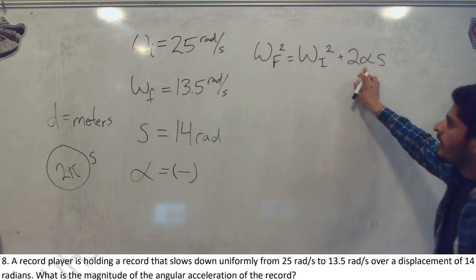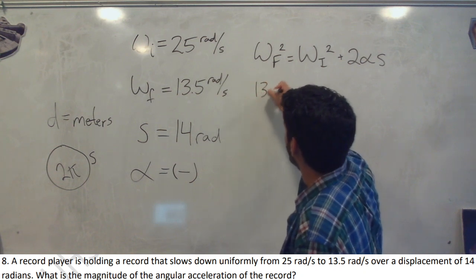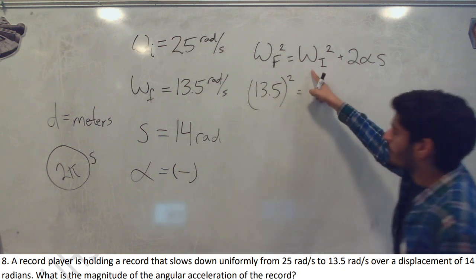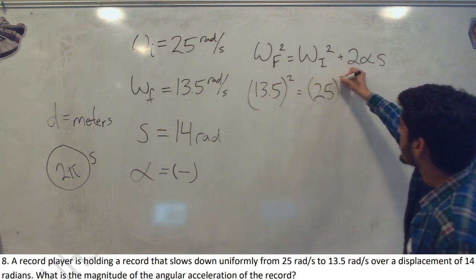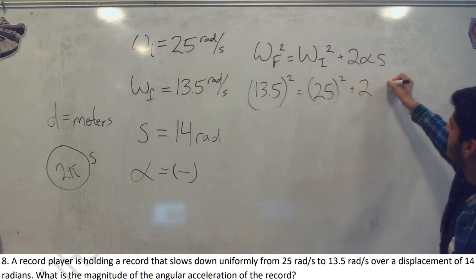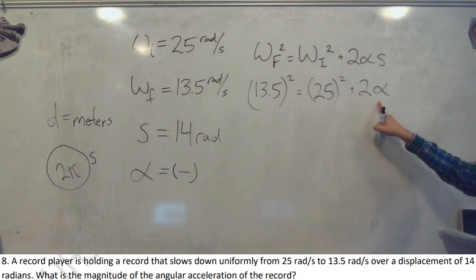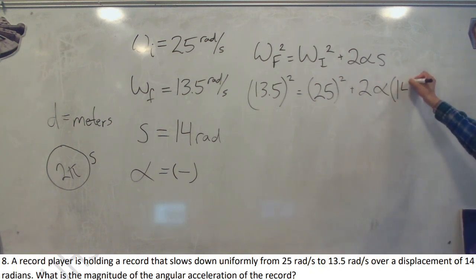That's all we need. So our final speed, 13.5 radians per second, squared, is equal to our initial speed, which is 25 radians per second, squared, plus 2 times alpha, which is what we want in this problem, times our radial distance, which is 14 radians.